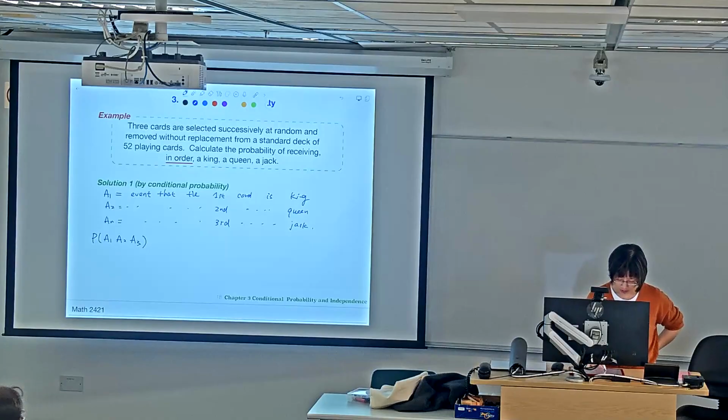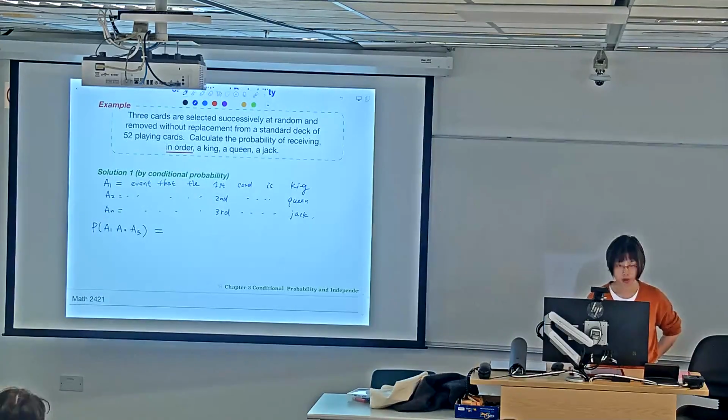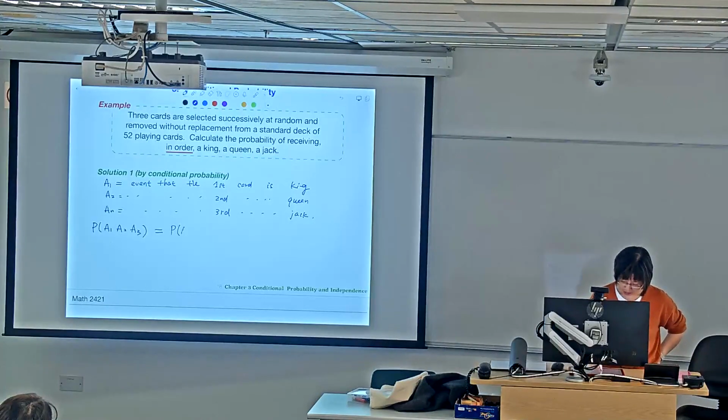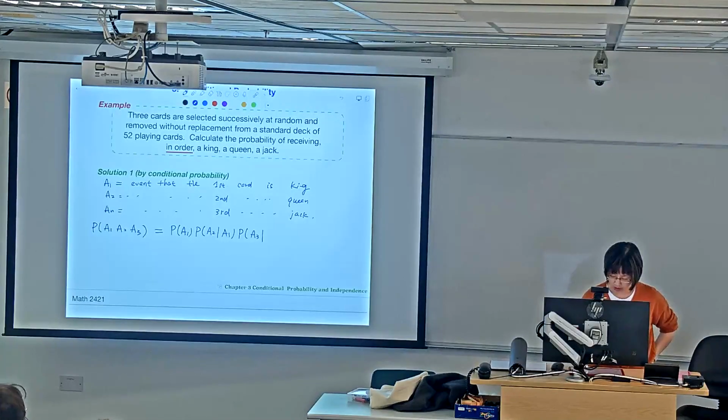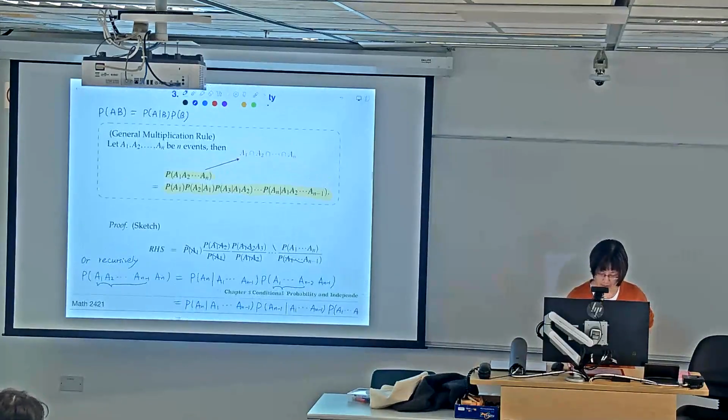Okay, so if you want to use the multiplication rule, it's better to use these events in order. So it's the probability of the first event times the probability of the second event, given the first one has occurred. Then multiply the probability of the third event, given that the first two occurred. So you really apply it in this way. That's how we memorize it. Okay.